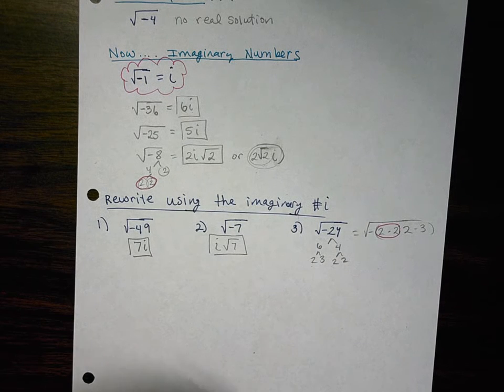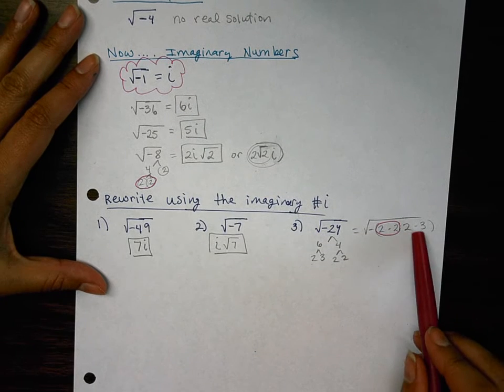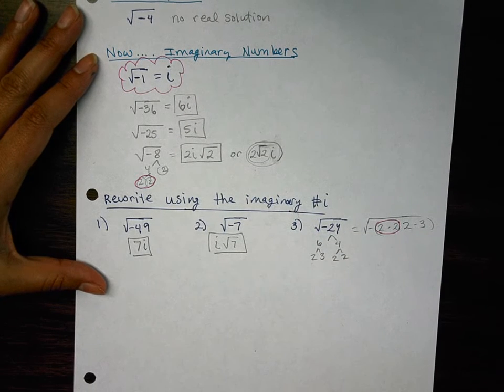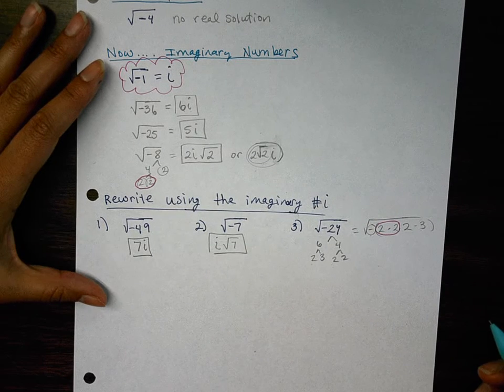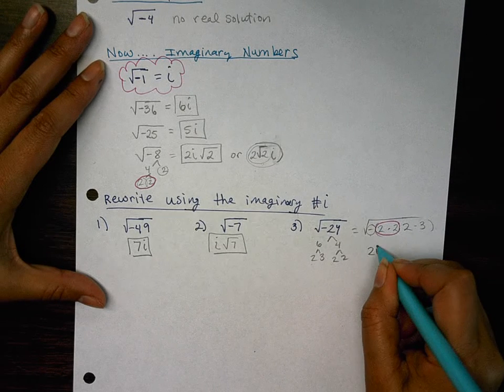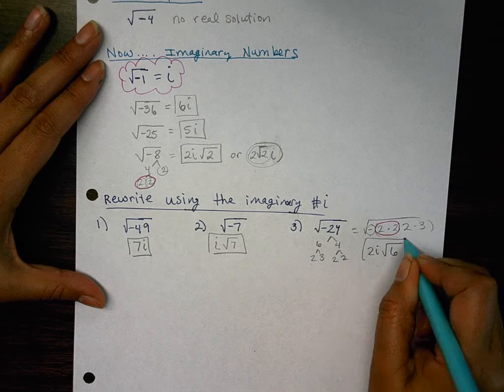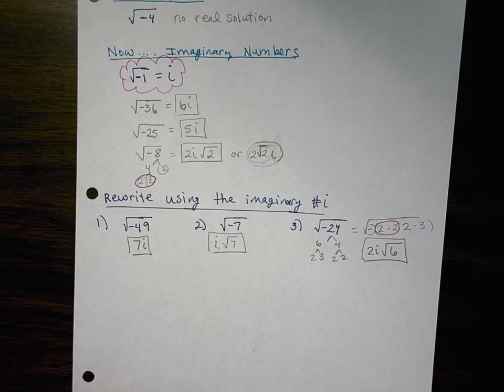All the 2s or just one set? One set. And what's staying inside? 6. What's going to come out with this 2? The negative. And it doesn't come out as a negative. It comes out as what? i. So 2i comes out, root 6. Does everyone see where we got 2i root 6?